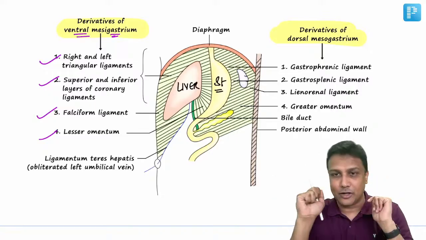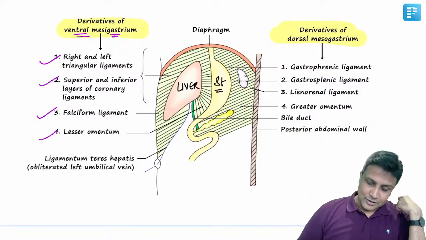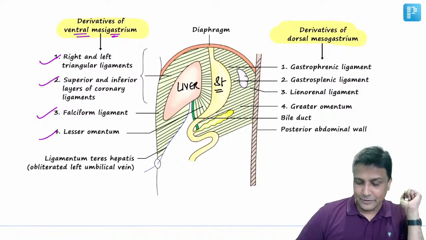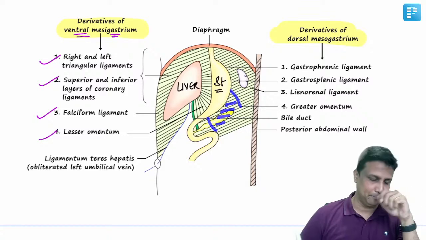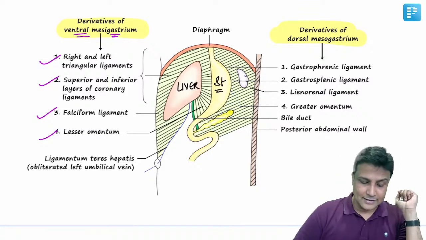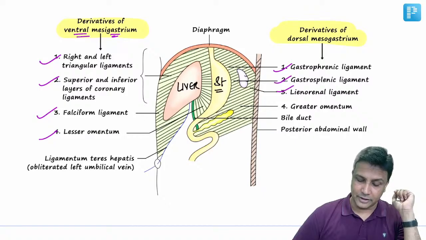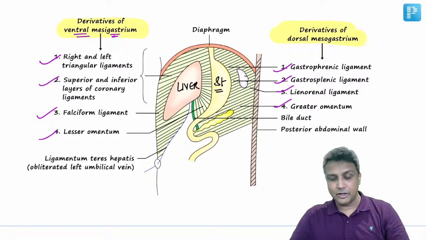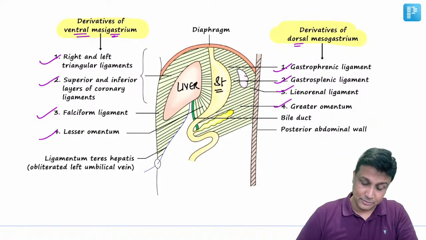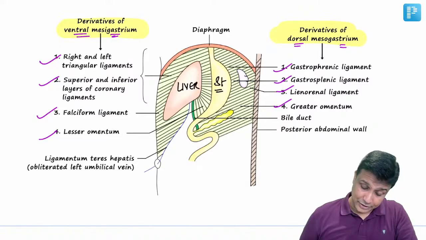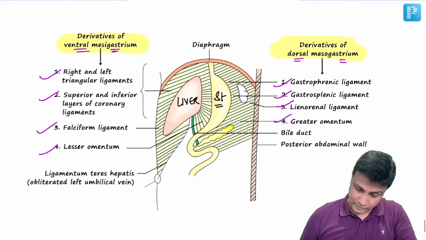And now welcome to the dorsal mesentery. In the dorsal mesentery, you can very clearly see there is a ligament between the stomach and the diaphragm. Gastrophrenic ligament, gastrosplenic ligament, splenorenal ligament, and then the greater curvature will be attached with what here? The greater omentum. All these ligaments will be derived from the dorsal mesentery, dorsal mesogastrium, and that has also been asked in your exam many times. So please take care about this.